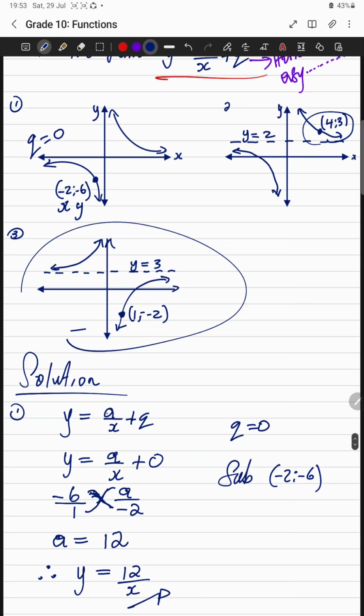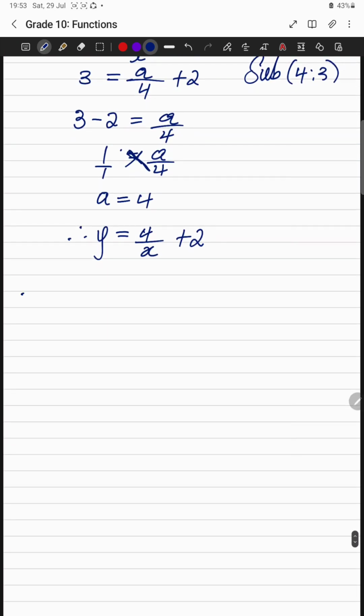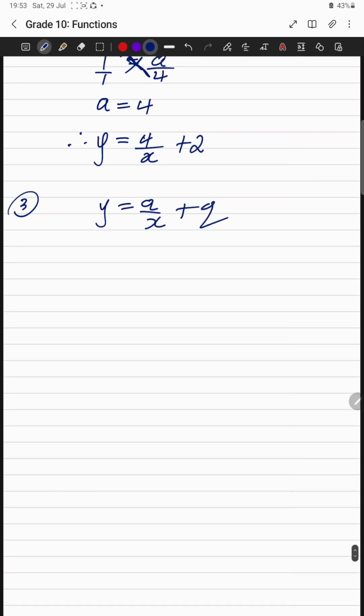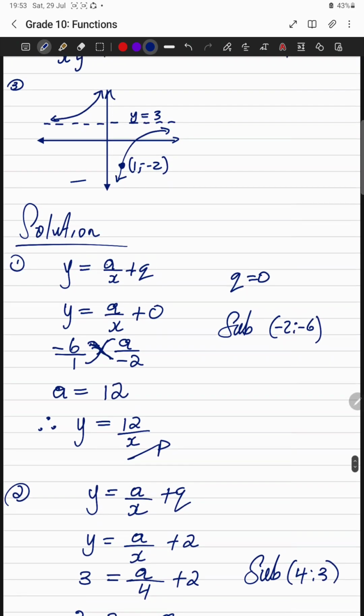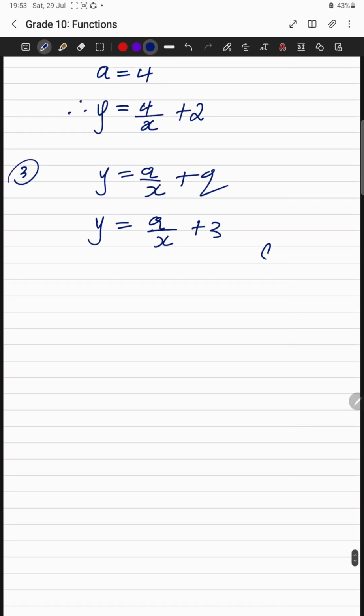Now let's look at the third one. In the third one, we're doing the same, guys. In the place of the horizontal asymptote, we're going to put q, and in the place of q we're going to put 3. Then we just use the point on the graph to find the value of a. So number 3: y is equal to a over x plus q. We said our q value is 3. So that means y is equal to a over x plus 3. The next step is to take the point on the graph, guys, which is (1, 2). Then we just substitute (1, 2).